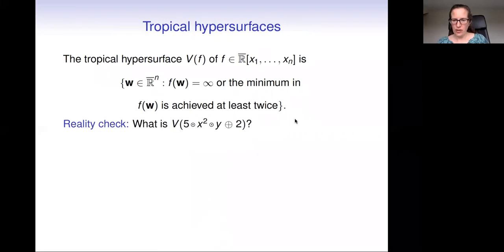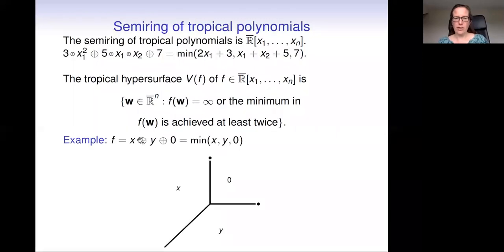Right, and there was a question: infinity is not achieved. Yes, in the previous example, x, y, and 0, because it's a minimum of x, y, and 0, it can never be infinity, because it'll always be at most 0.